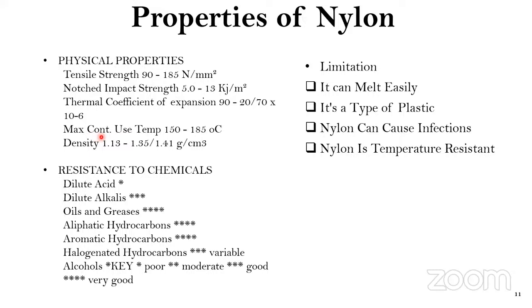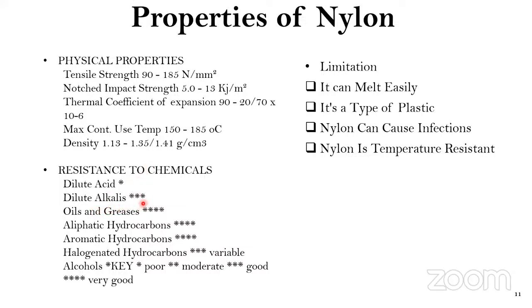The maximum constant use temperature will be 150 to 185 degrees. Density will be in the range of 1.13 to 1.35 gram per centimeter cube. And these symbols I gave you show how resistant they are. Nylon is not that resistant to dilute acids. If you have one normal HCl or two normal HCl, nylon is prone to this acid, and your polymer may degrade.